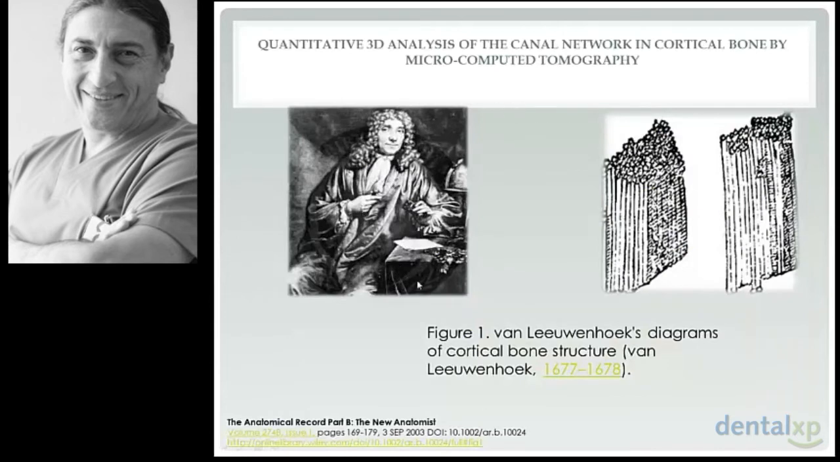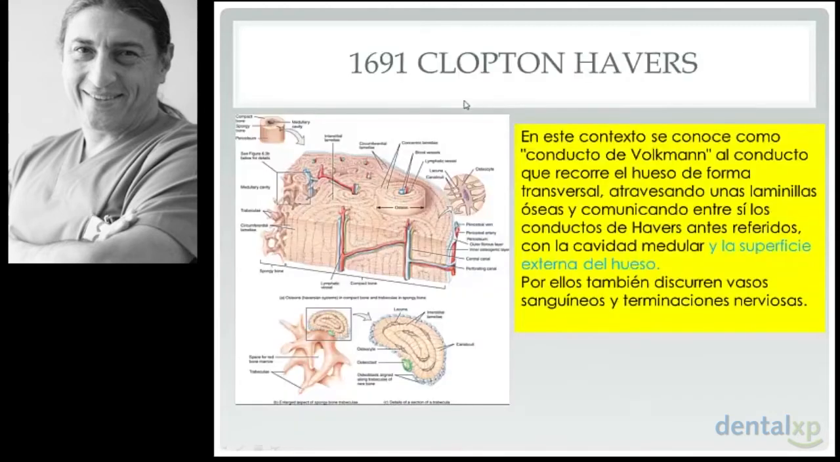Let's talk about this man, Antonie van Leeuwenhoek. He was the one who invented the microscope. And this is a drawing by van Leeuwenhoek about bone. It's the first 3D image of the bone, in 1677, more or less. But a friend of his, Clopton Havers, studied the bone more, and he described the osteons, and he said that in the center of the osteons there is a canal, and he put his name on it, the Haversian canals.